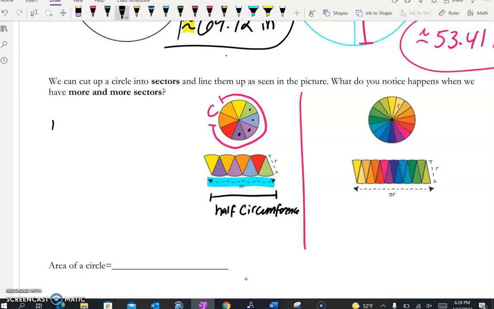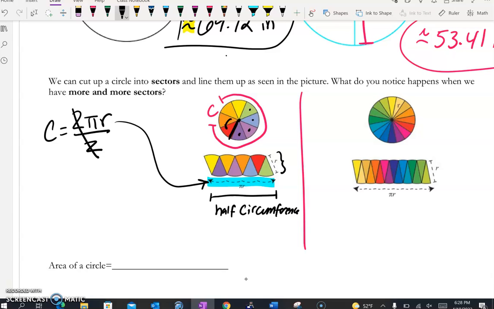So if I take my circumference as 2 times pi times the radius, and I divide that by 2, those 2's cancel. That's where they're getting this distance is pi times the radius. Okay, so that's where that's coming from. So the base of this shape, which looks like a parallelogram, right, is pi times the radius. And then that second distance they're showing you is the radius, from the center of the circle to the edge of the circle.